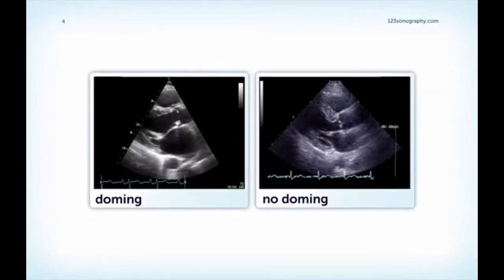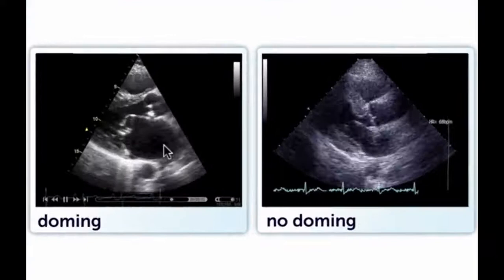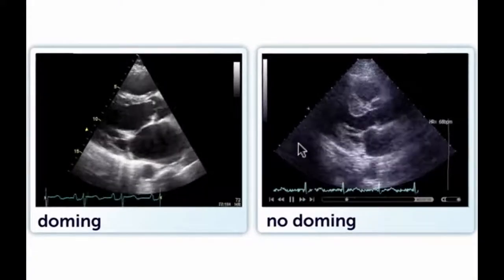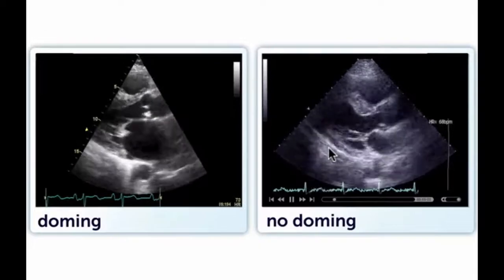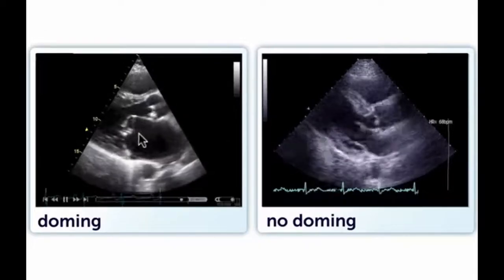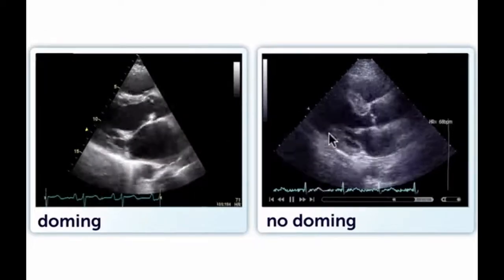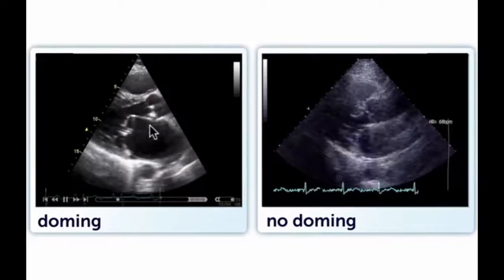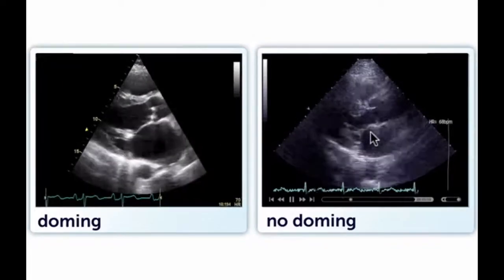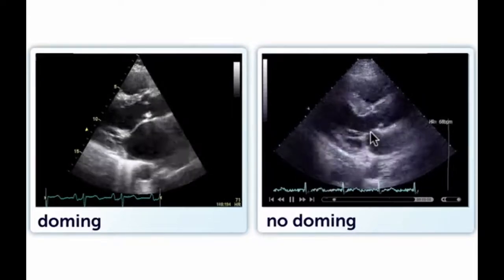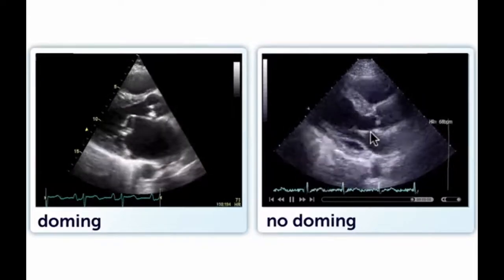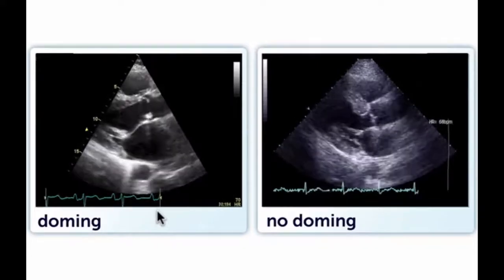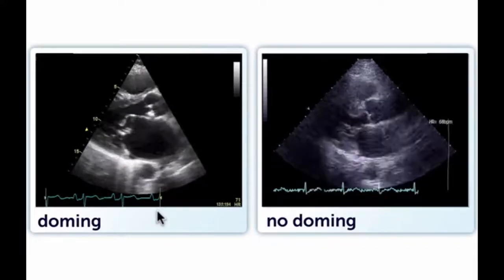This is an example. On the left-hand side, you see a patient with a classic doming in mitral stenosis, and on the right-hand side, you see a normal echo. Look at the motion of the anterior leaflet. Compare the two. Here you see the typical bulging motion of the anterior leaflet, while the leaflet opens completely normally here in this normal patient. Remember, you can best see the doming motion in a parasternal long axis view.